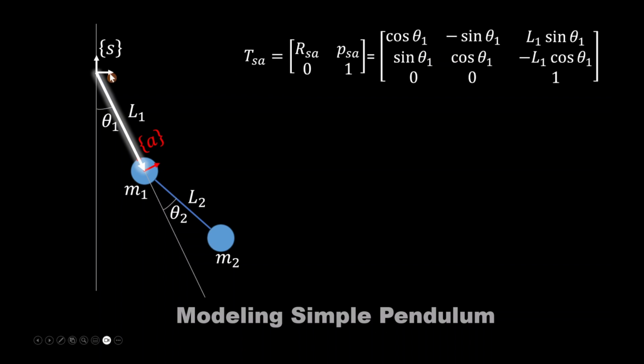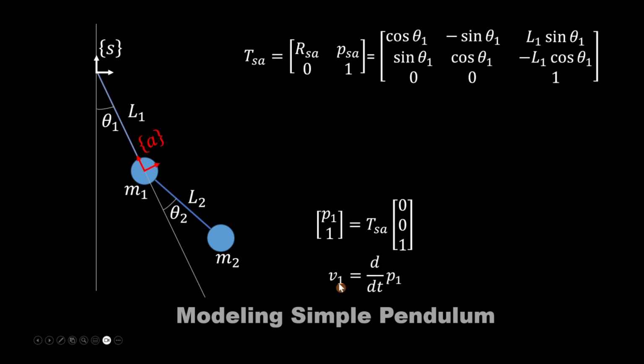Then we have this PSA, which is the distance in terms of the S-frame from the origin of the S-frame to the A-frame. This might take a little bit of getting used to, but you'll see shortly why this is so worthwhile. So we can write down the position as this TSA times 0, 0. So of course the position of mass 1 in the A-frame is just the origin, so it's 0, 0. And whenever we do this homogeneous representation, we always have to append a 1 at the end. Okay, then we can define the velocity as just a derivative of p1. So velocity is going to be a 2x1 vector, and p1 is also a 2x1 vector.